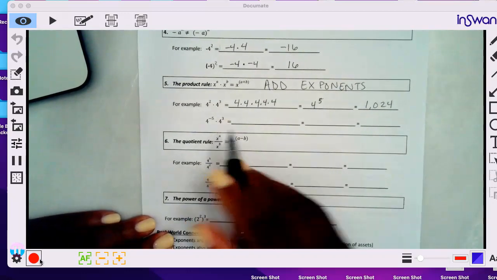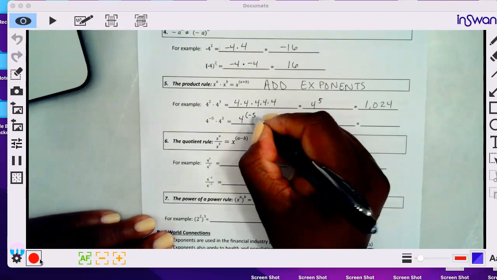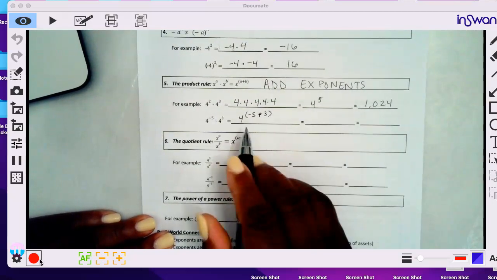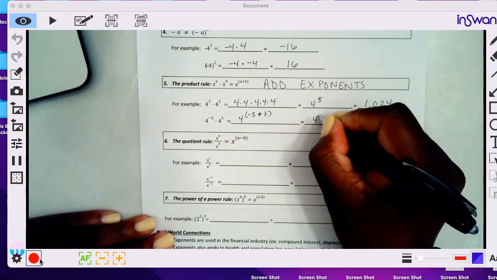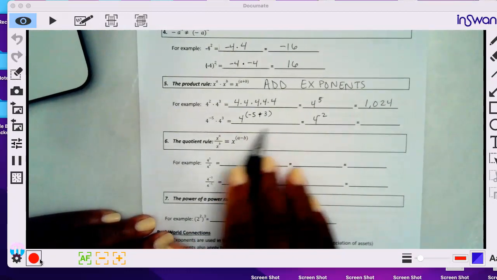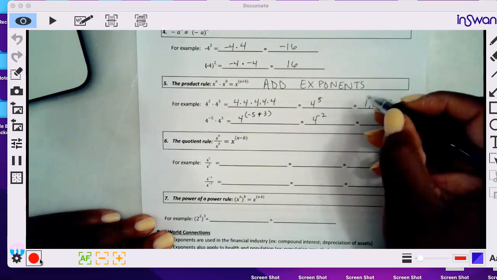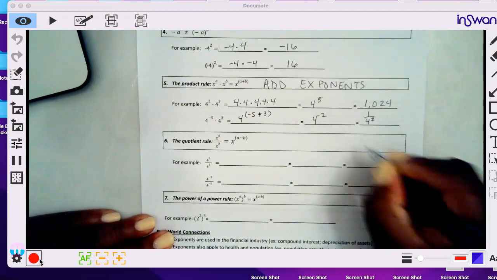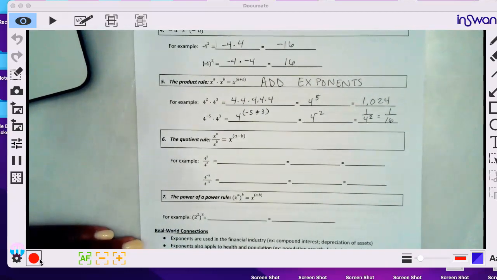Now you have 4 raised to the negative 5th plus negative 5 plus 3. So when you combine those, that'll give you negative 2. So 4 to the negative 2. Remember our rule at the top, you do the reciprocal when you have negatives. So that will be 1 over 4 squared. Simplify that. That will be 1 over 4 times 4, which is 16. Okay?